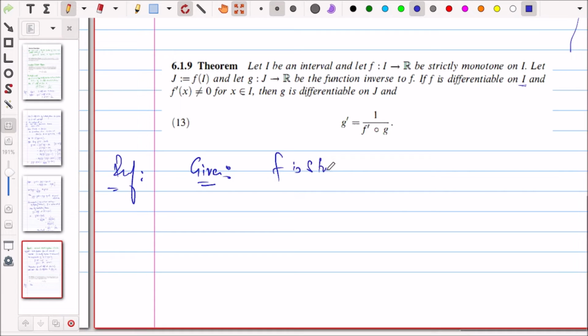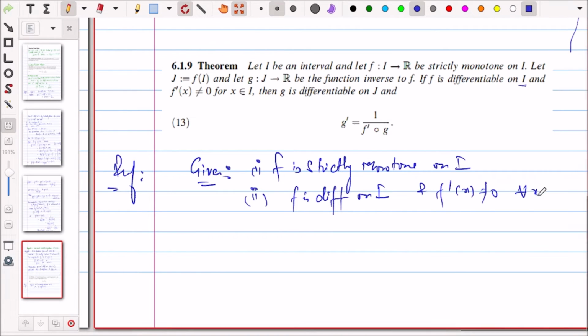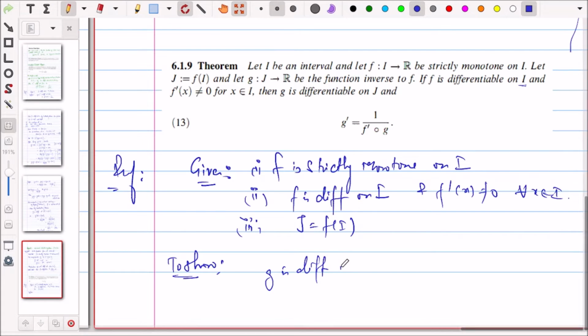So given, first, f is strictly monotone on I. Second, we are given that f is differentiable on I and f dash x is non-zero for all x belonging to I. Third, J is equal to f of I. To show: g is differentiable on J and g dash is equal to 1 by f dash of g.